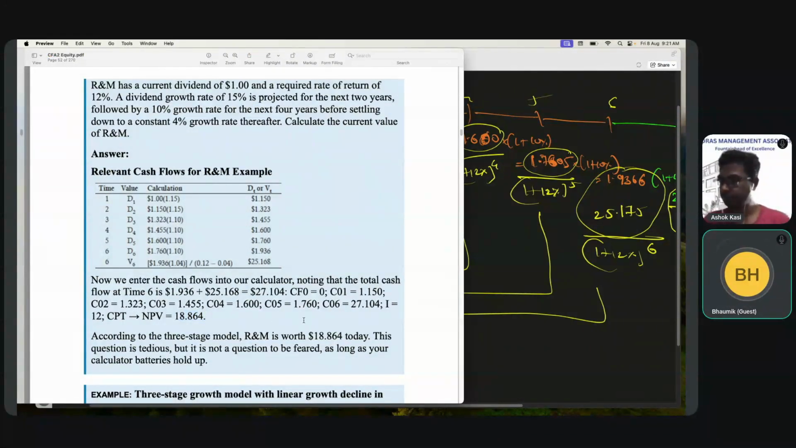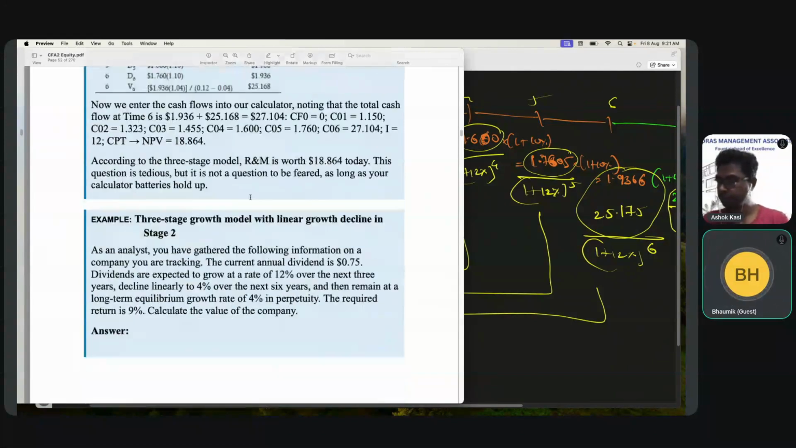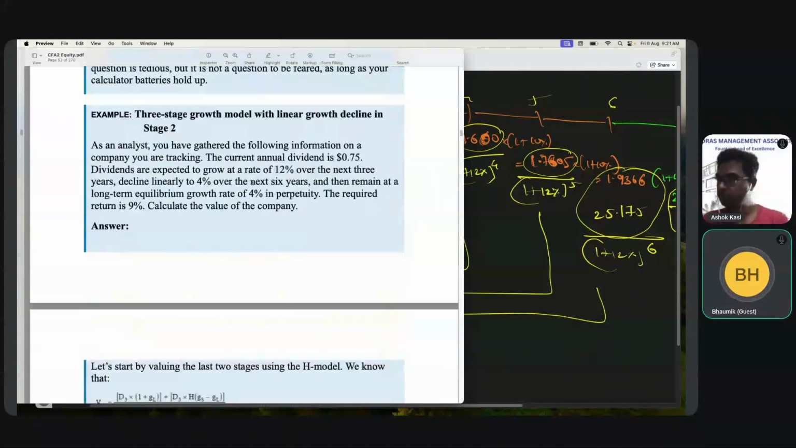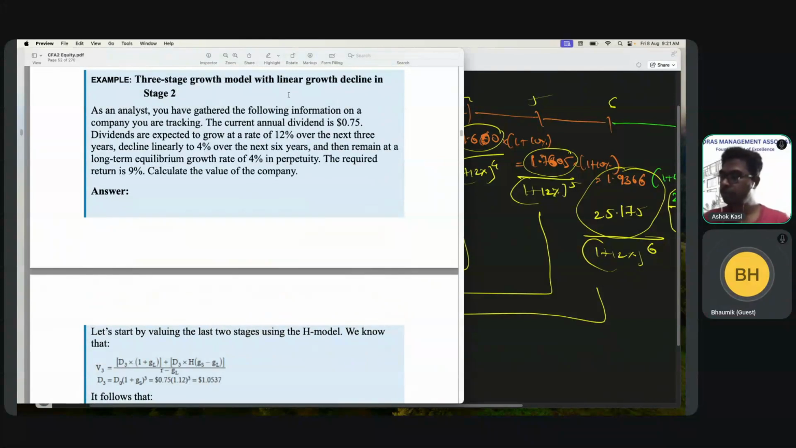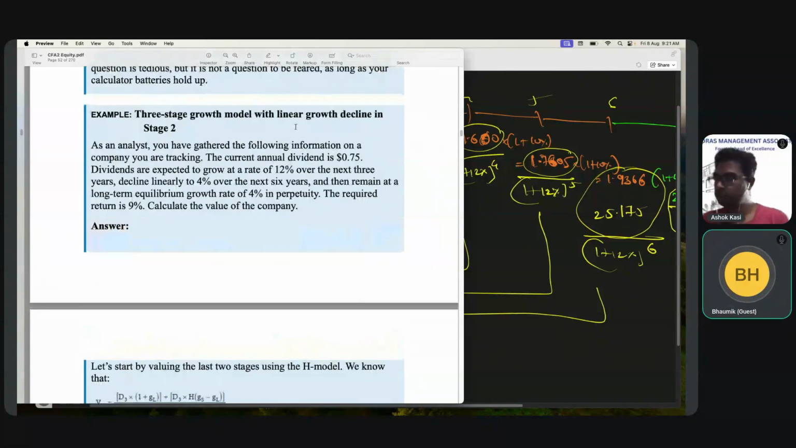Okay, then we'll move to the next one. Three-stage model with linear growth decline in stage 2. Linear growth, that is the key word here. The moment you say linear, it is the H model.